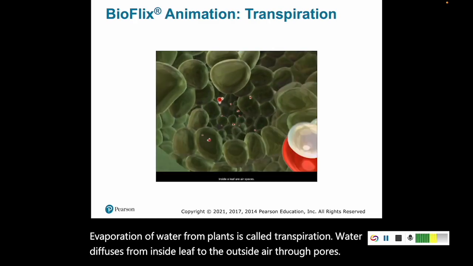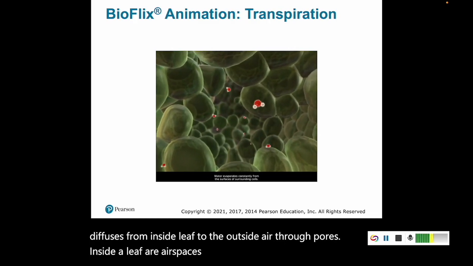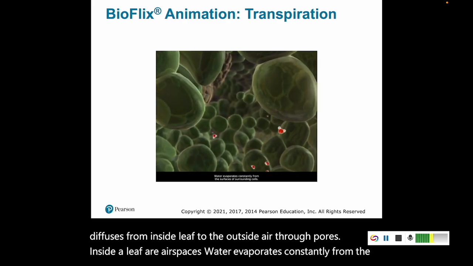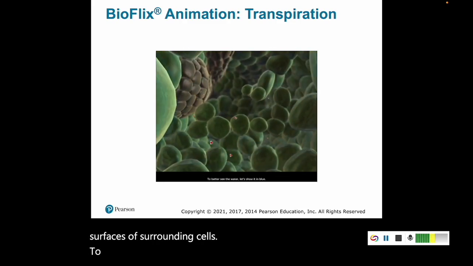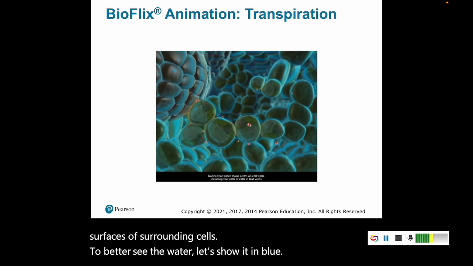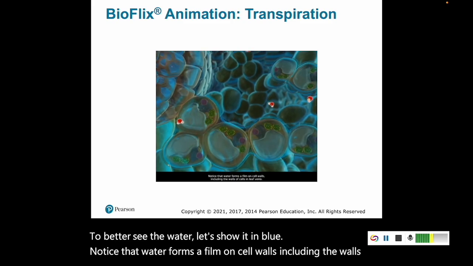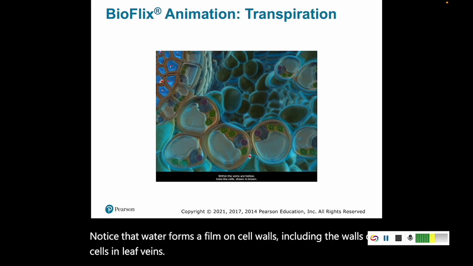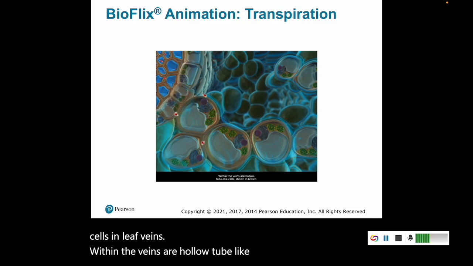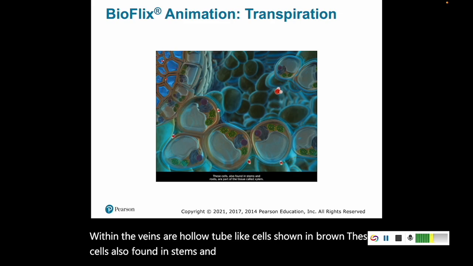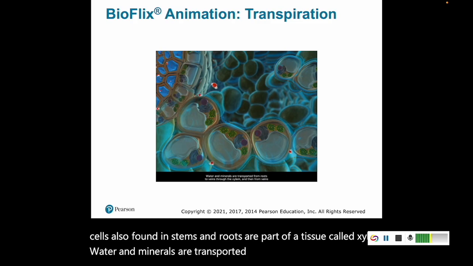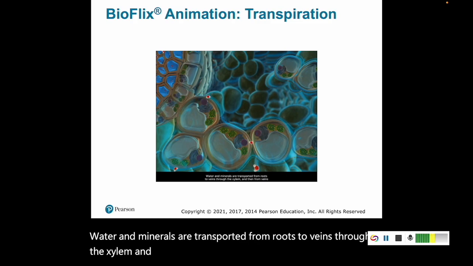Inside a leaf are air spaces. Water evaporates constantly from the surfaces of surrounding cells. To better see the water, let's show it in blue. Notice that water forms a film on cell walls, including the walls of cells in leaf veins. Within the veins are hollow, tube-like cells, shown in brown. These cells, also found in stems and roots, are part of a tissue called xylem. Water and minerals are transported from roots to veins through the xylem, and then from veins into the walls of other leaf cells.